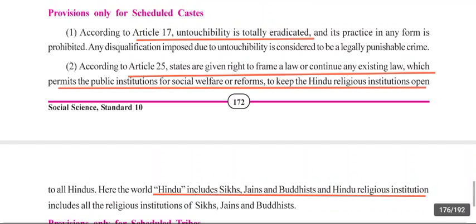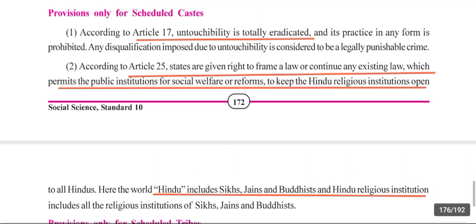So to stop that, that means to eradicate any kind of casteism or caste-based discrimination, this particular article was framed so that any caste belonging to Hindu can visit any place belonging to Hindu. No lower caste, no upper caste, all are to be considered the same. That is the purpose of the application of this particular article.